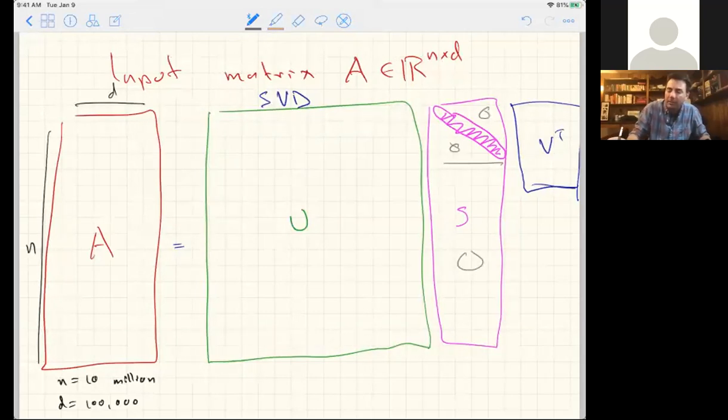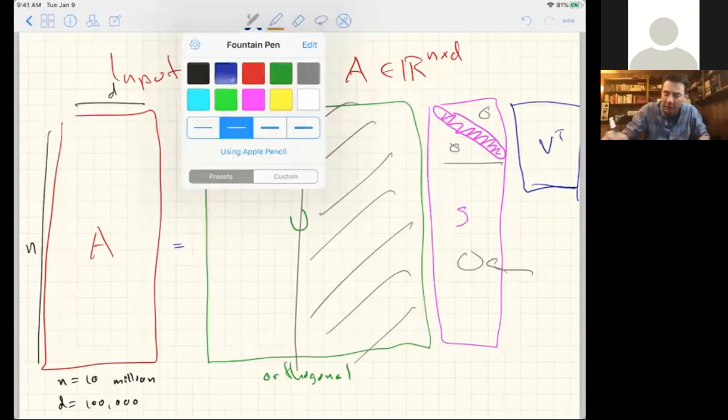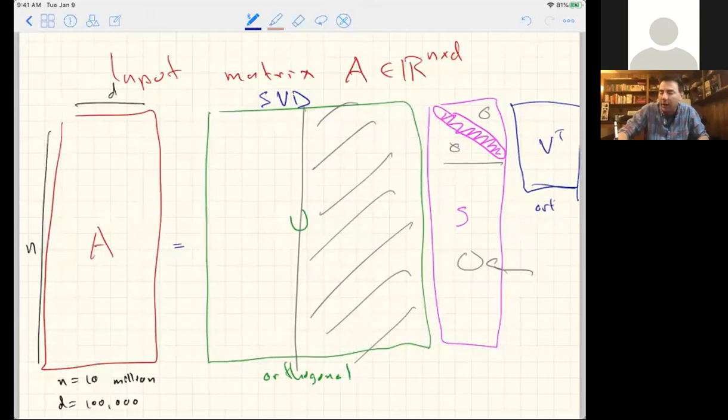And so that means that a big swath of U is unimportant because it's multiplied by these zeros down here at the bottom. But otherwise, the matrix U is going to be orthogonal, which means the columns are unit vectors, and they're each individually orthogonal with each other. And V is going to also be orthogonal.